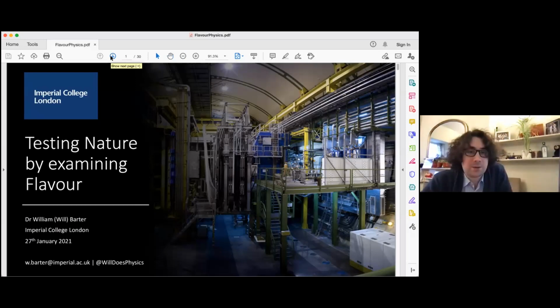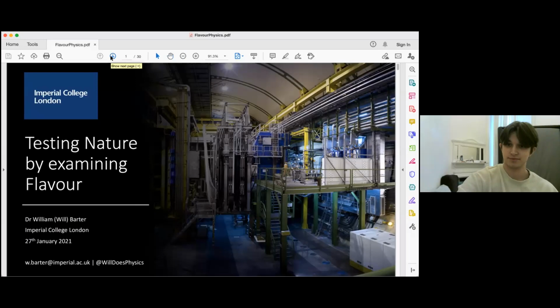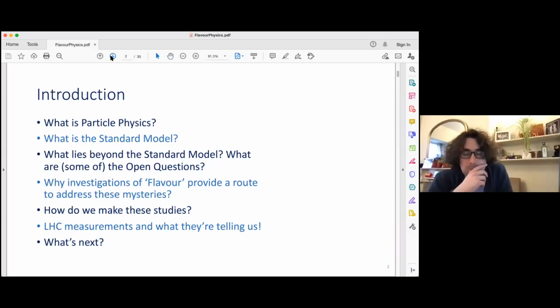So I'm going to be talking about what we know as quark flavor physics. I thought I'd start by just setting out what I want to talk through to you today. But actually I should start by saying I think this is fantastic. It's a great environment, and I'm sorry it has to be online and done in this format, but hopefully in the near future things will return closer to normal. But what I want to talk about today, I'll start by introducing what particle physics is, what the standard model is, and then I'll start to try and address the questions of what lies beyond the standard model and what are some of the open questions.